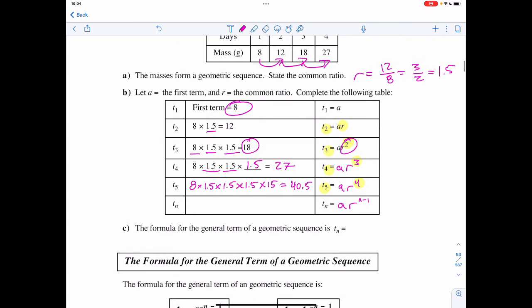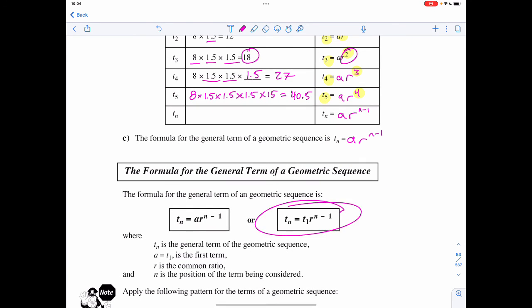So we can say that the general form is Tn is equal to the first term times the common ratio to the power of n minus 1, remembering that we typically use T1 for our first term instead of a, but it still means the same thing.